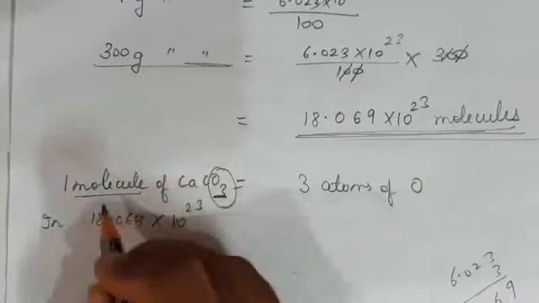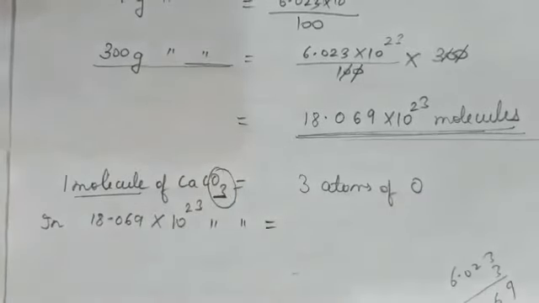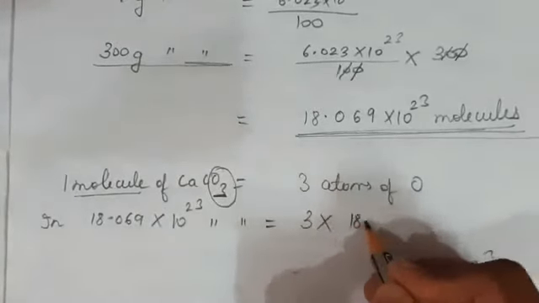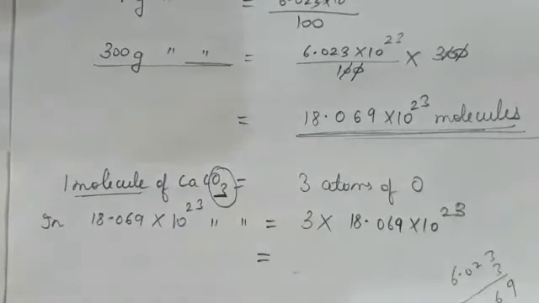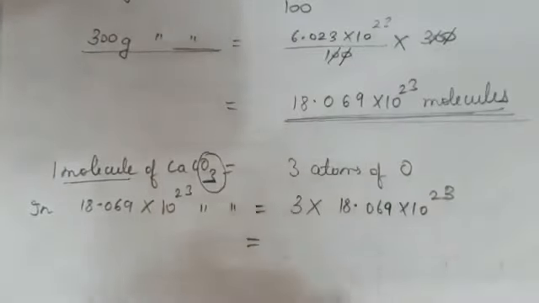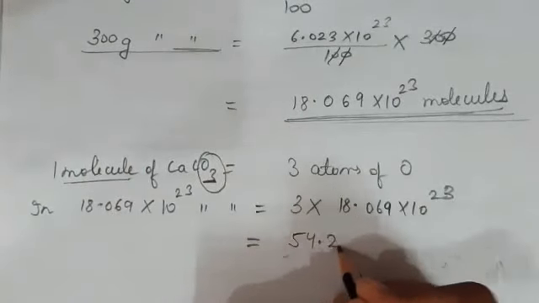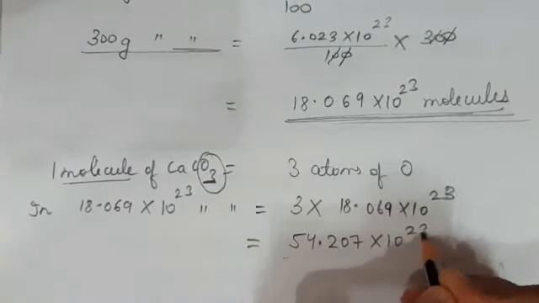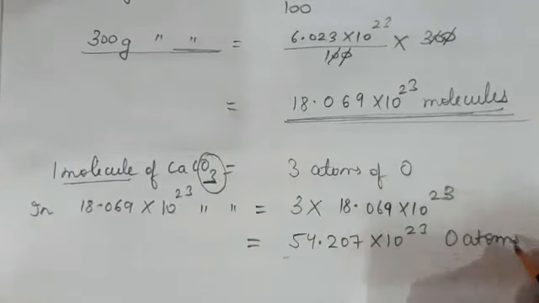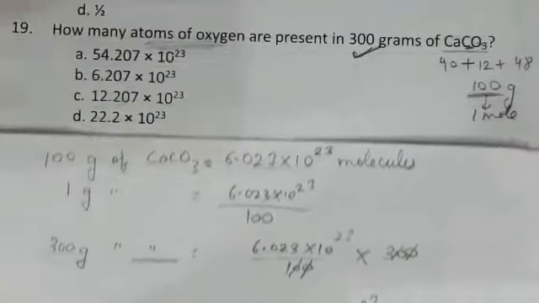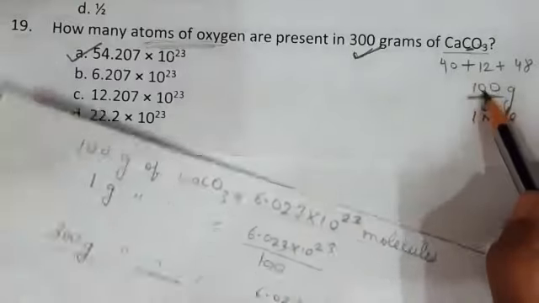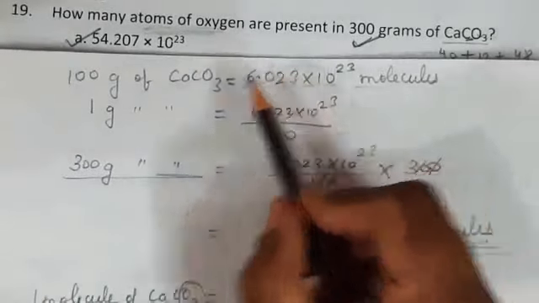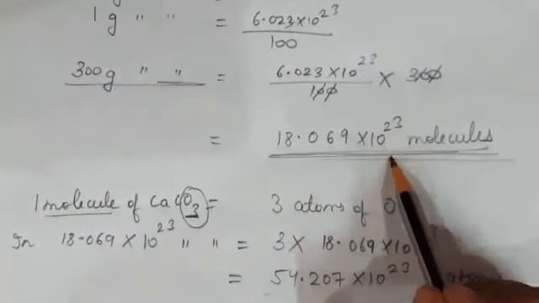Okay, in one molecule there are 3 atoms of oxygen, and in 18.069 into 10 to the power 23 molecules of calcium carbonate, it will be 3 multiplied by this quantity. So when you solve this, you will get 54.207 into 10 to the power 23 oxygen atoms. So see your answer now. The first option is correct.